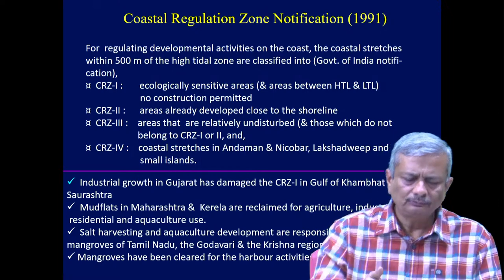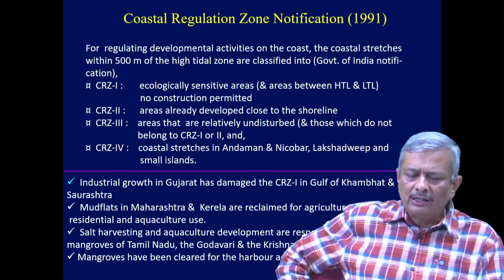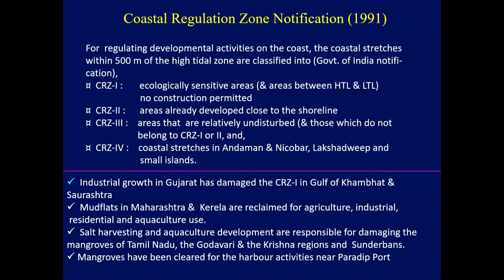In our country, industrial growth in Gujarat has damaged the CRZ 1 in the Gulf of Khambhat and Saurashtra. Mudflats in Maharashtra and Kerala have been reclaimed for agriculture, industrial, residential and aquaculture use. Salt harvesting and aquaculture development are responsible for damaging the mangroves of Tamil Nadu, the Godavari and Krishna regions and the Sundarbans. Mangroves have been cleared for harbour activities near Paradip port. These are just a few examples I am showing you.